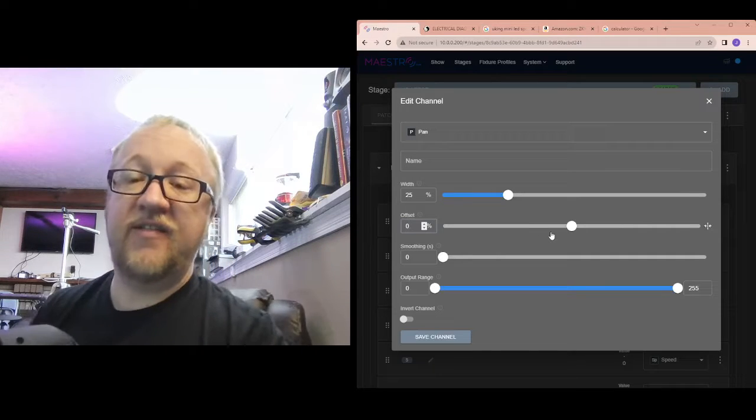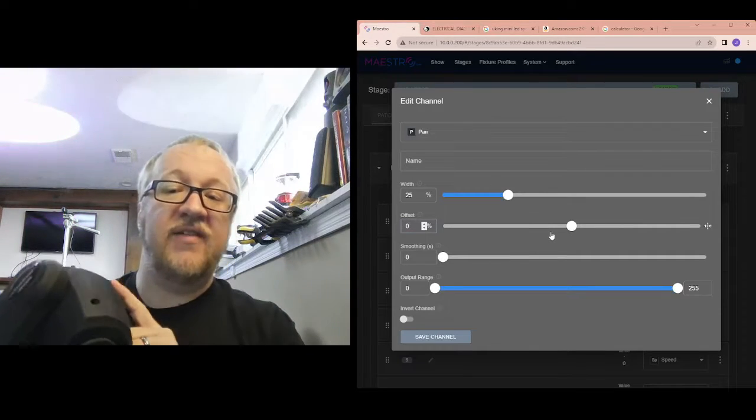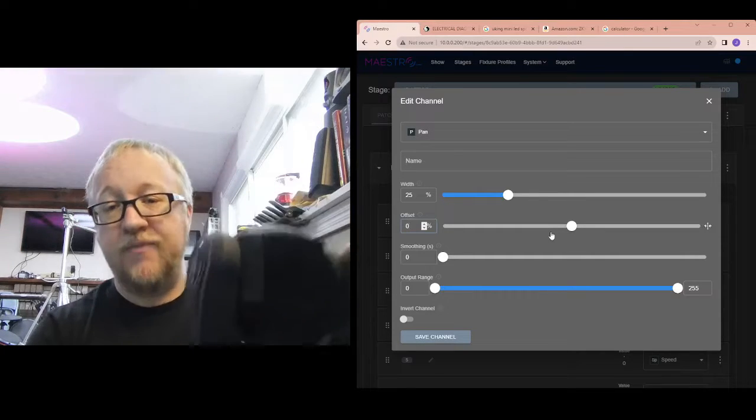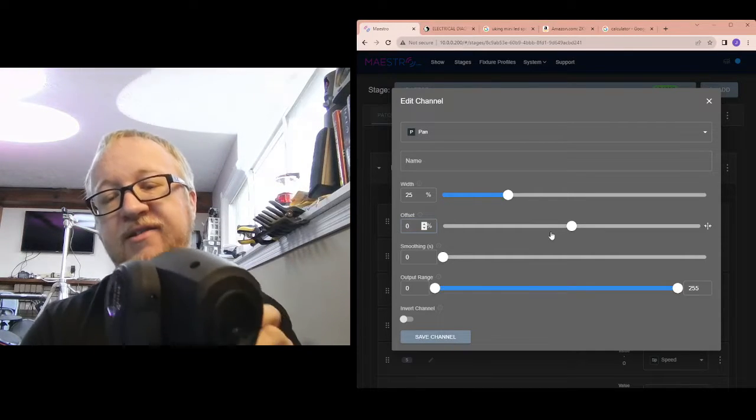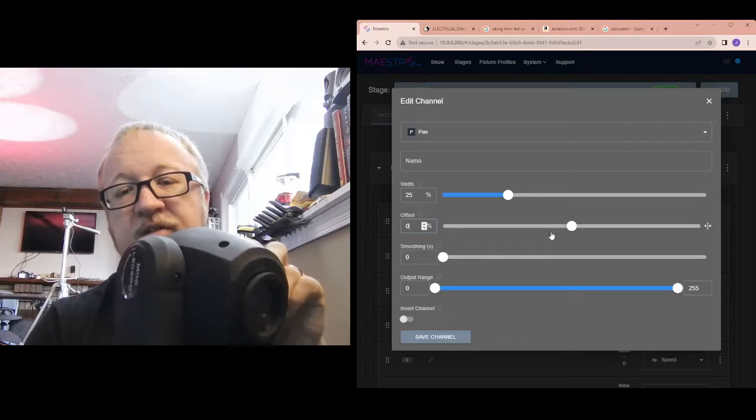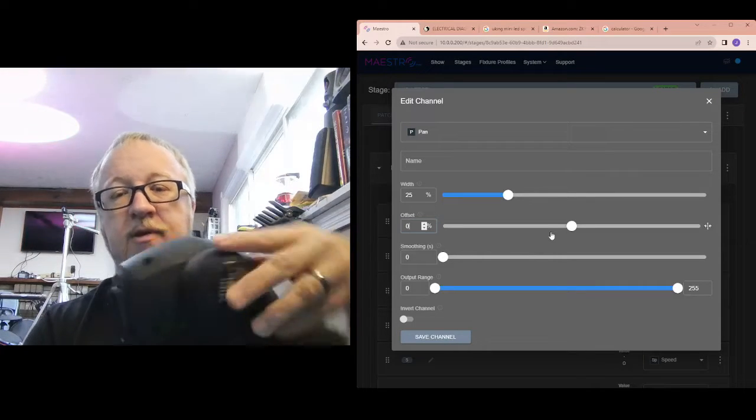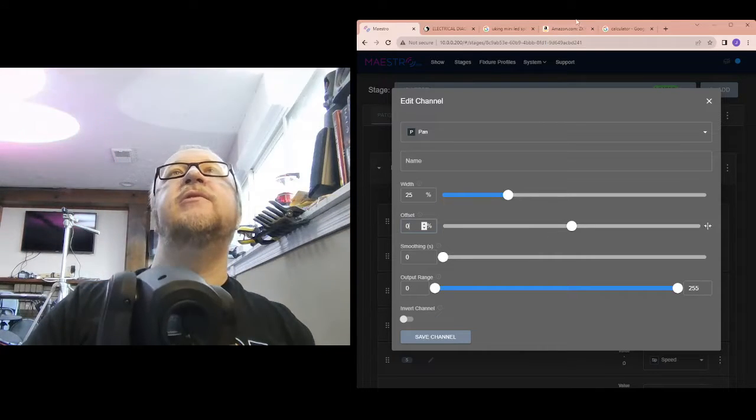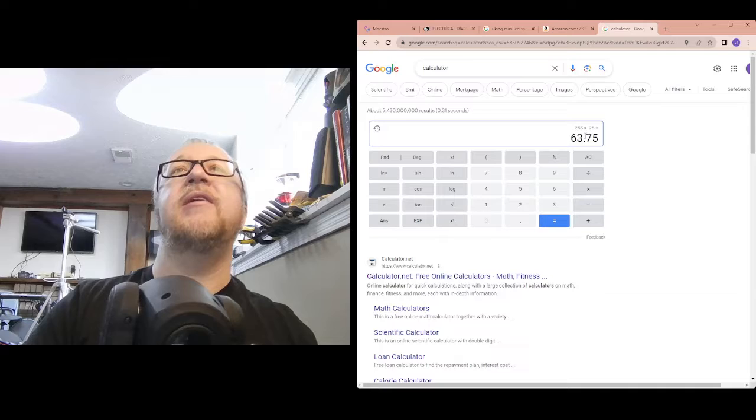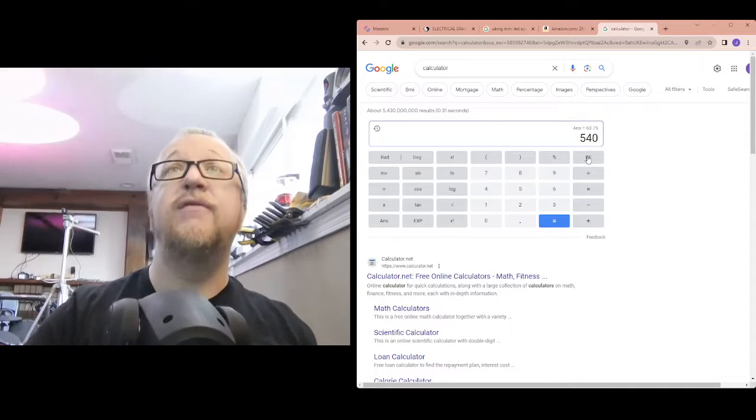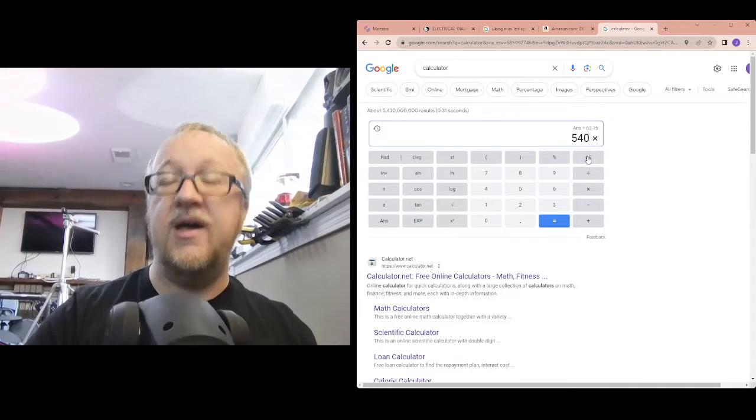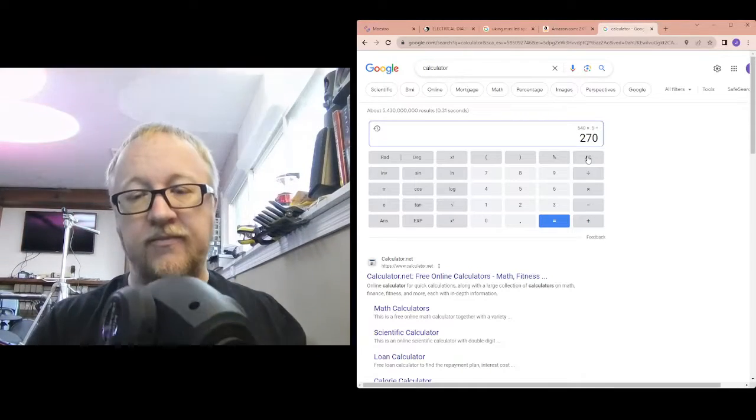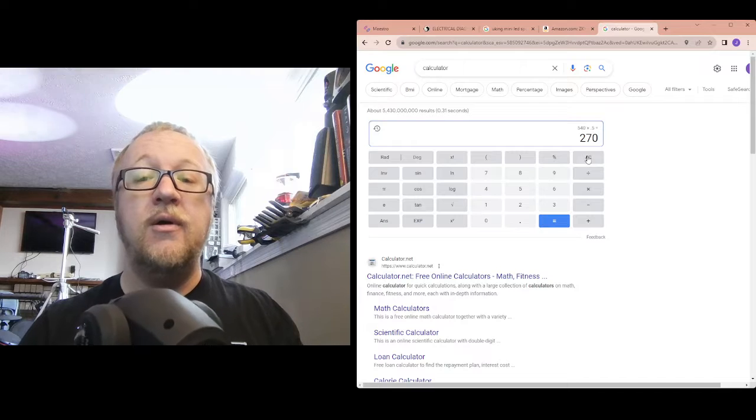Now, what does the offset setting do? If you have your offset set to 0, it's going to start from that halfway point around the pan. So if we've got a 540 degree pan, there's our 180, there's our 360, and we'll do a little math because I'm not the greatest at math here. Let's do 540 degrees times 0.5. So 270 is where our center point would be with a 0 offset.